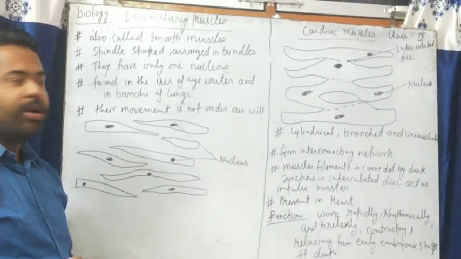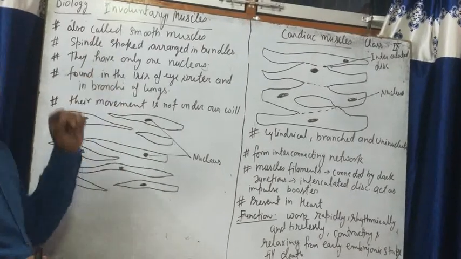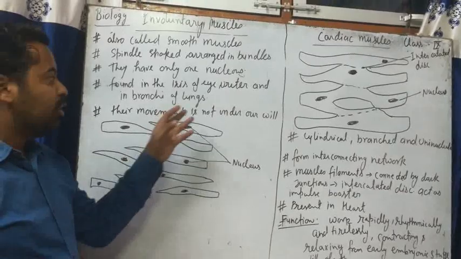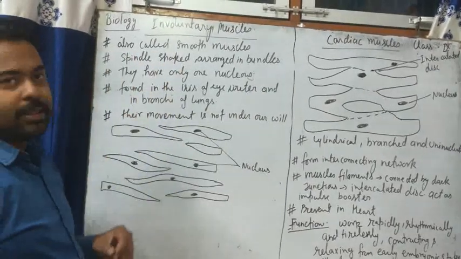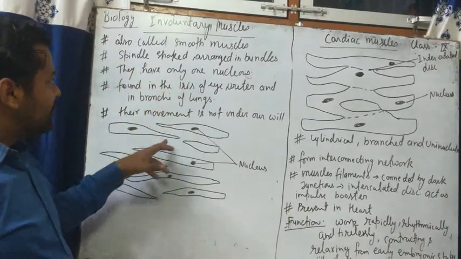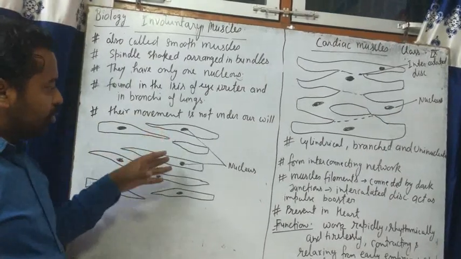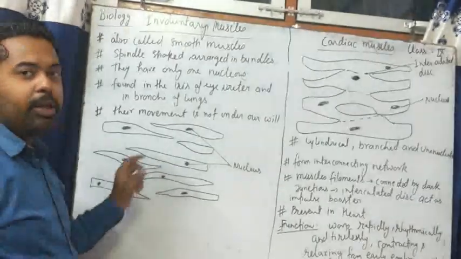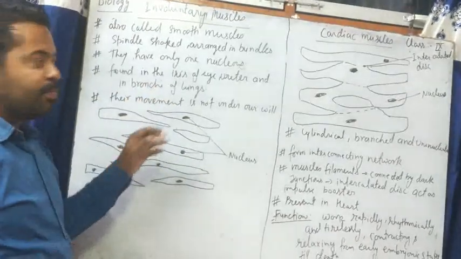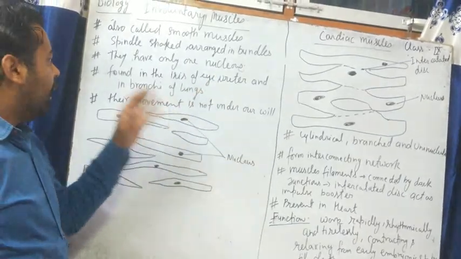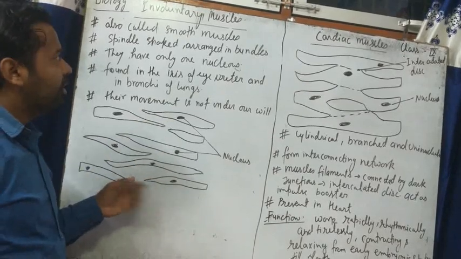Second type of muscular tissue is involuntary muscles. As their name, involuntary, suggests, their movement is not under our will. They are also called smooth muscles. They are spindle shaped, arranged in a bundle. As you can see, only one nucleus is present. It means they are uninucleated cells. They are found in the iris of our eye, ureter and bronchi of lungs. Here you can see the structure of involuntary muscles.